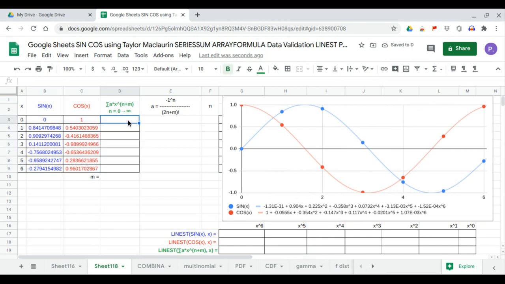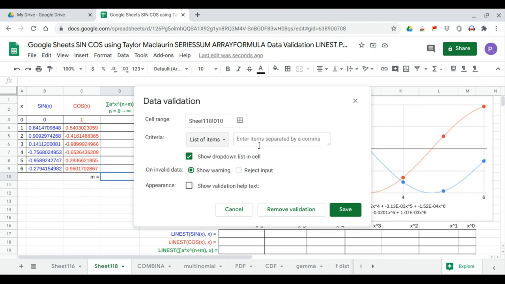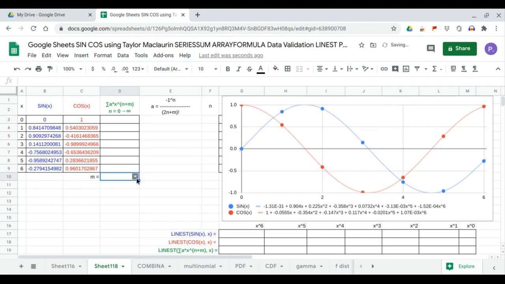Next, we generate the Taylor Maclaurin SERIESSUM, where we have a times x to the power n plus m. M can be a value of 0 or 1. So data validation, 0 or 1. 0 for cosine, 1 for sine. So start with cosine, that's 0. And our value for n is from 0 to infinity. So we can go as far as 12.